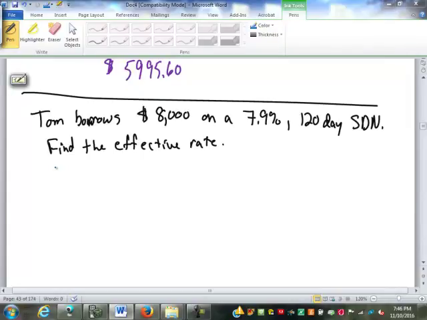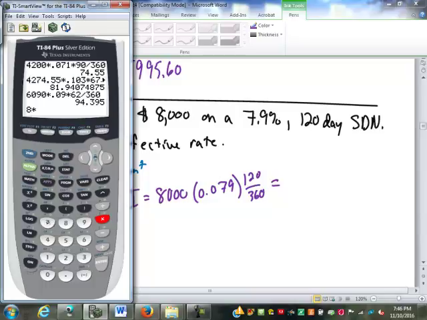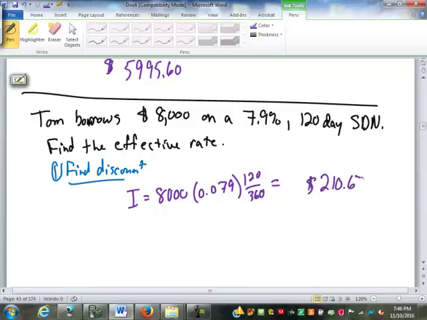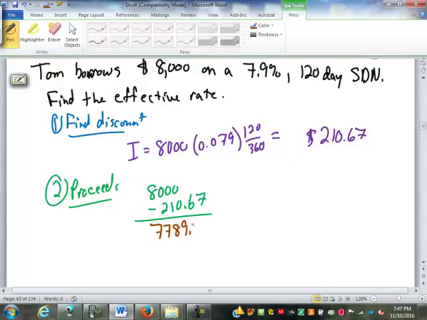So the first step will be to find the discount. The amount of the discount is an interest. 8,000 times 0.079 times 120 over 360. $210.67. Now, because this is a discount note, the proceeds are the 8,000 minus the 210.67. So step 2 is to find those proceeds. $7,789.33.